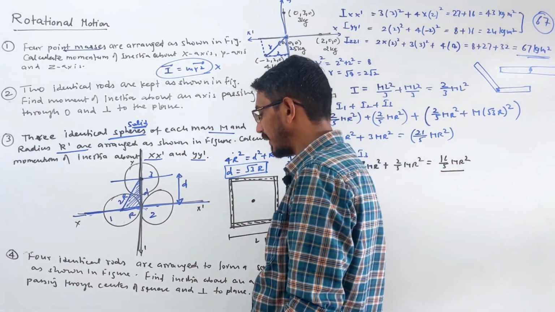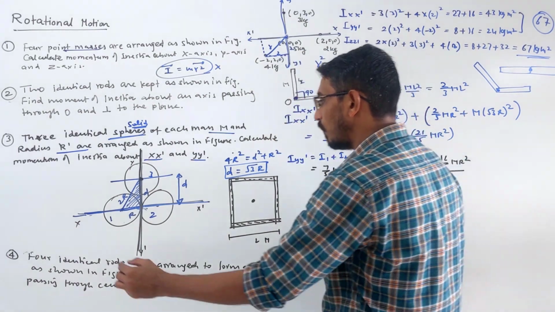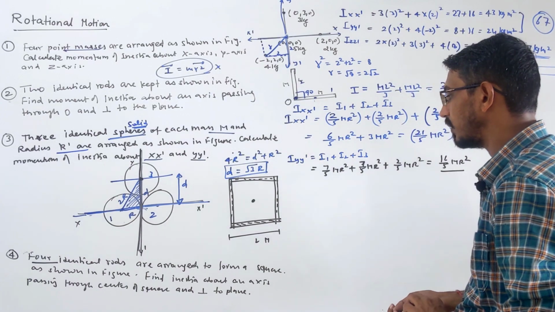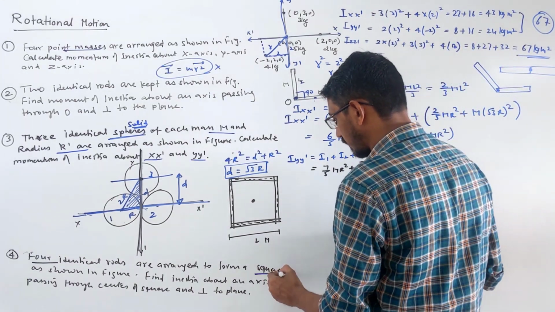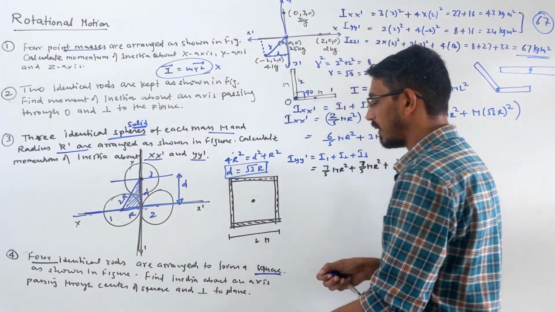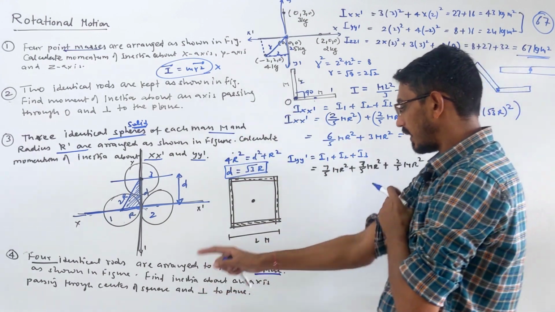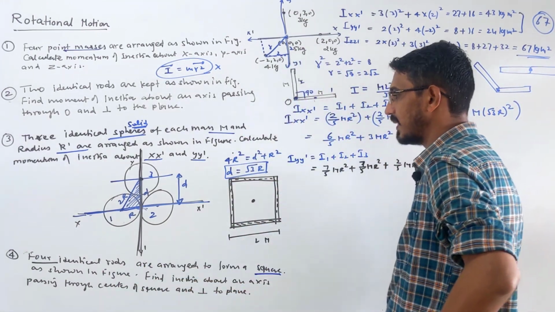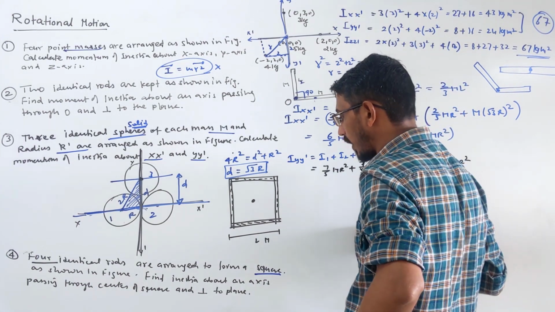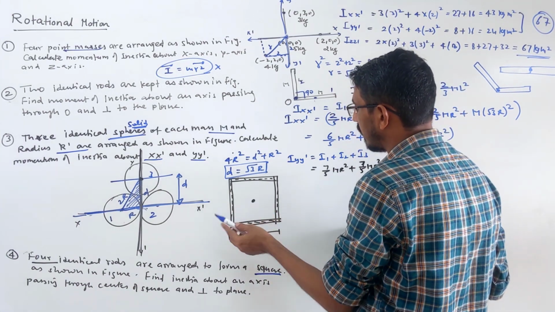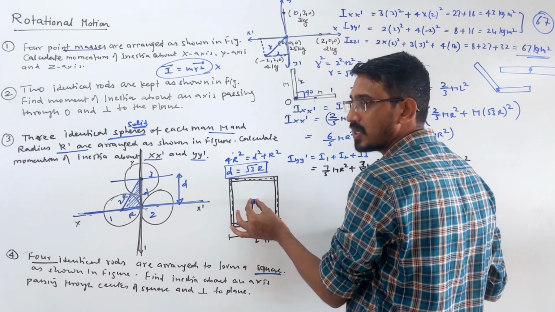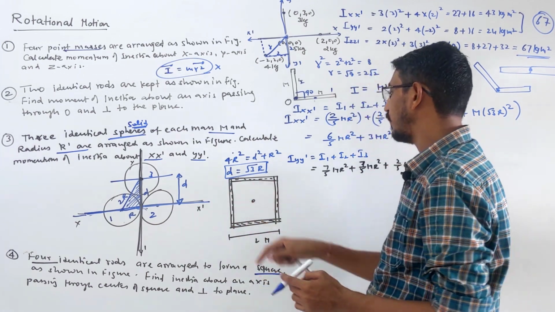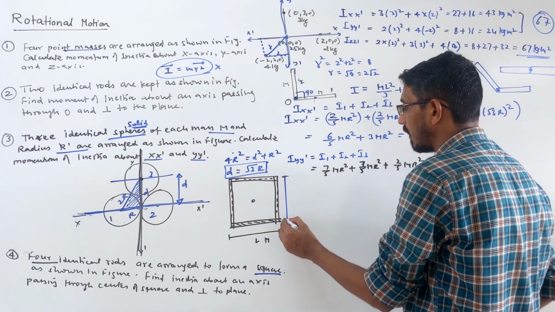Fourth problem. So it says that 4 identical rods we have, and they are arranged as shown in a form of a square. 4 identical rods are given, length L and mass M. They are arranged in form of square as shown in the figure. Find the inertia about an axis passing through the center of the square and perpendicular to the plane. This is center, and they are talking about this axis. What's the inertia of this system about what? This. So these are simply 4 rods. Everyone has length L and mass what?